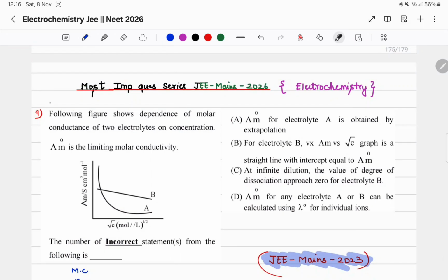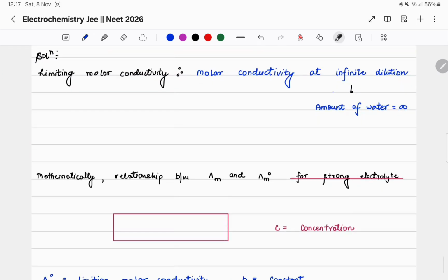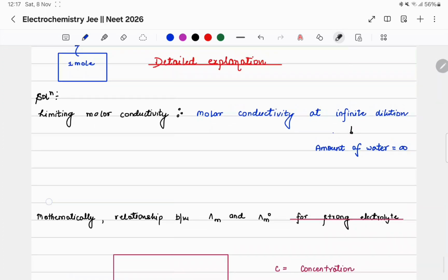Now there is one term which you need to understand very properly to understand this graph. If you see this graph, it has been plotted between molar conductivity and root C. So the graph is plotted between molar conductivity and concentration. So we need to know the relation between concentration and dilution.